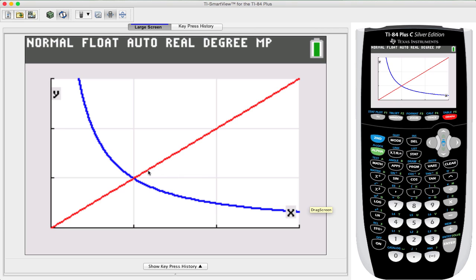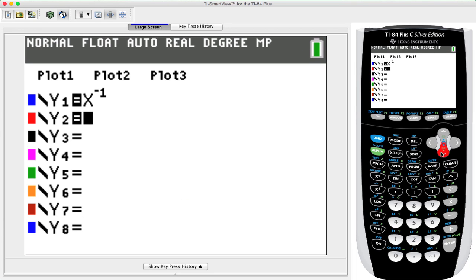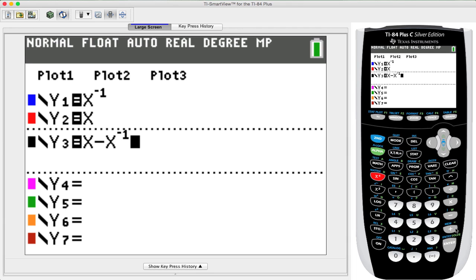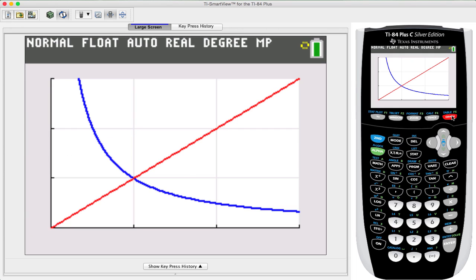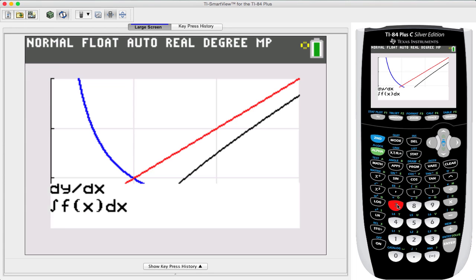What we need to do now is take function g and subtract it from function f. So let's go back to y equals. Let's go down to the third location. Function g is x. So we're going to do x minus x raised to the -1 power. And we're going to graph that. And what we want to do now is integrate from position 1 to position 2. So let's click on second and then trace. Go down to option 7.